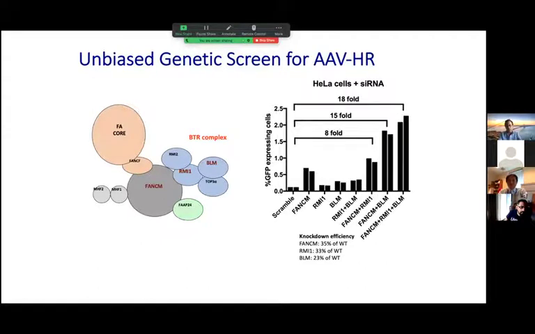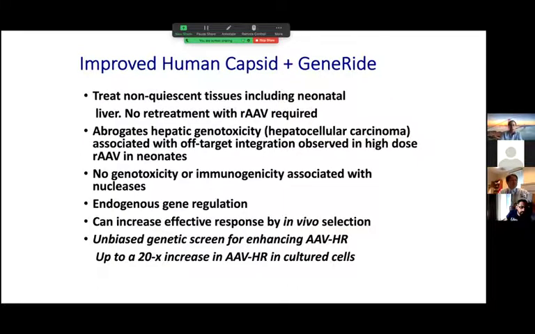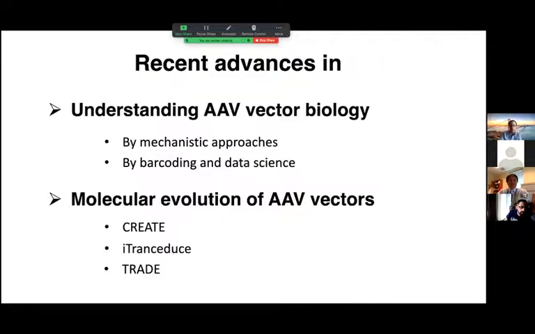So the idea would be to give a drug for a very short period of time that would enhance the AAV-HR at the time the AAV was given. So we do have improved capsids, and again, using this with GeneRide, we think that we may be able to circumvent some of the limitations of AAV, but again, not all of them. And again, this is work in progress. There's a lot of progress using the nuclease approaches as well that I really don't have time to get into. So with that, I'll stop and I'll hand it over to Nakai.